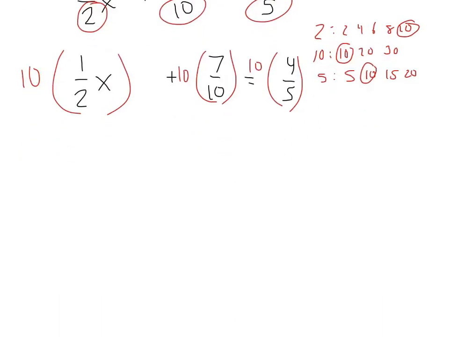So 10 times 1/2 x. Well, 10 times a half is 5, right? It's half of 10. So we're left with a 5x. Add to that, if I'm multiplying 7/10 by 10, I can make that 10 a 10 over 1. So what happens here? Well, I can cross cancel, right? The 10 and the 10 become a 1 and a 1. So now I'm taking 1 times 7, which is 7, over 1 times 1, which is just 1. 7 over 1 is the same as saying 7.